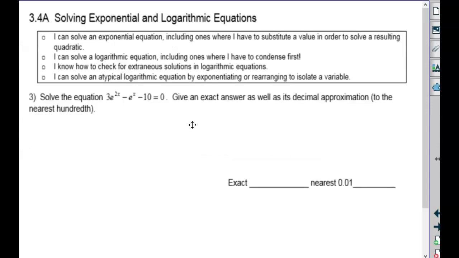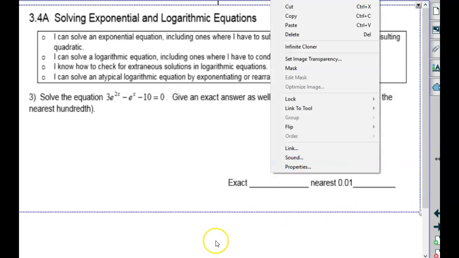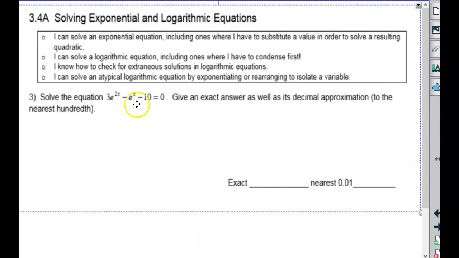1, 2, 3. This one? Okay. I feel like we haven't done one with a leading coefficient or a coefficient out here. Let me see what's happening with my tablet. So again, we have e to the x equals u. So this is a 3u squared minus u minus 10 equals 0.